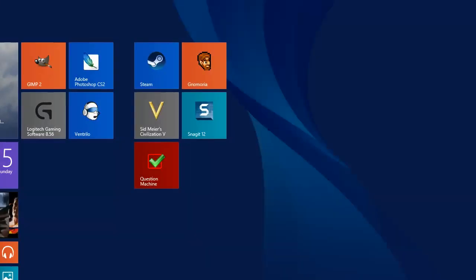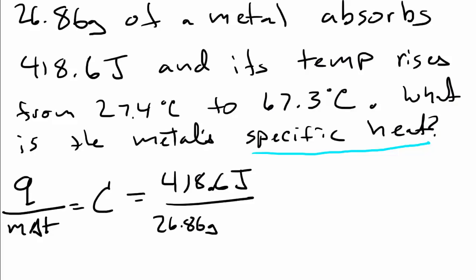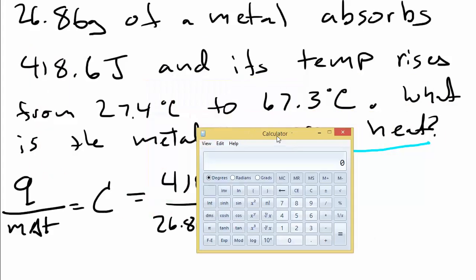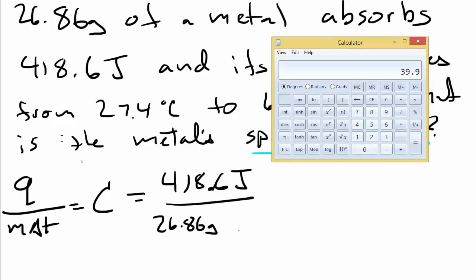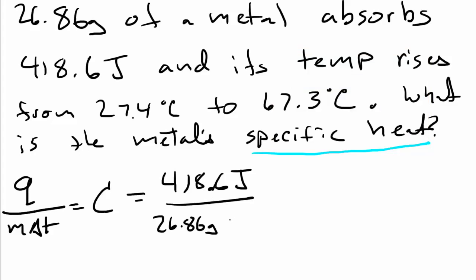So let me just grab my calculator really fast. So we went from 27 point, oops, I gotta clear that out. The final temperature is 67.3, and then we started at 27.4. That gives us a delta T, or a change in temperature, of 39.9. So let me write that on there.